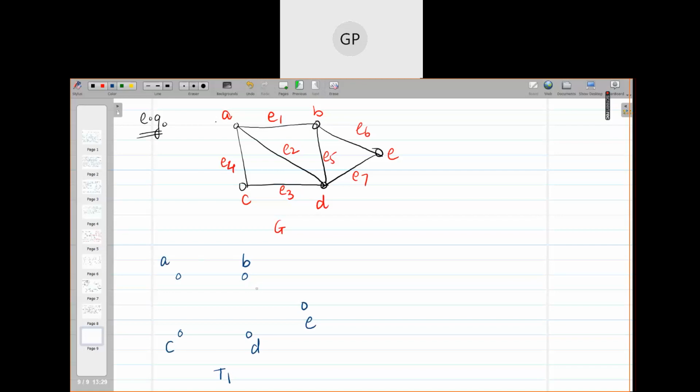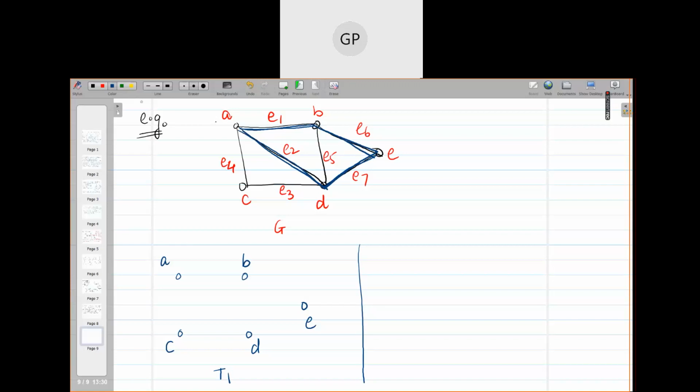But how many edges should I choose now? There are 5 vertices. I want to draw a tree. So how many edges are required? 4. So if I select these 4 edges, E1, E6, E7 and E2, will it work? Will it give me a tree? If I consider these 4 edges, will it work?